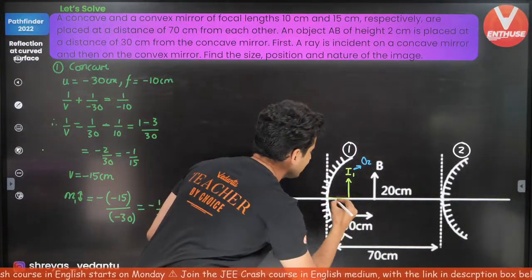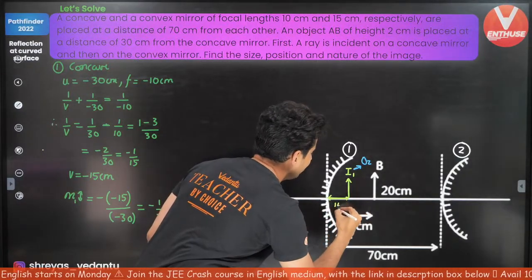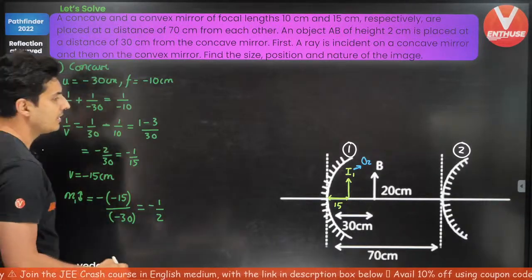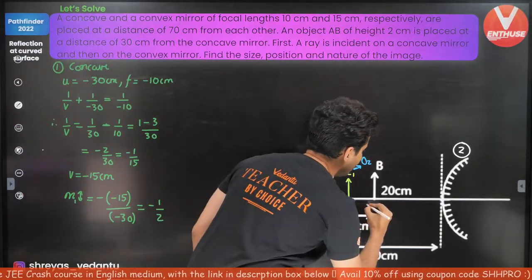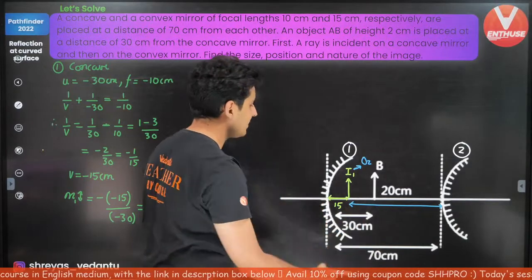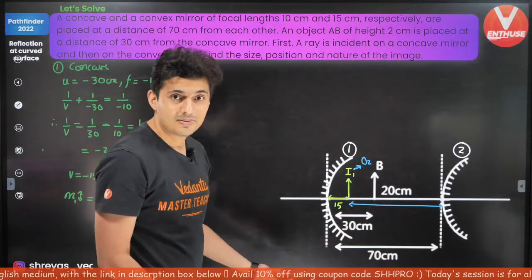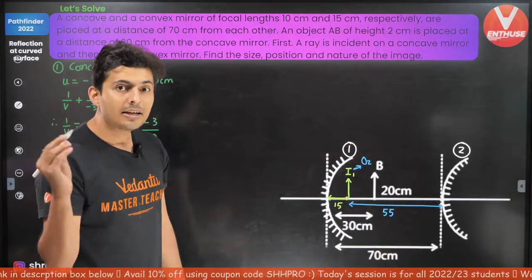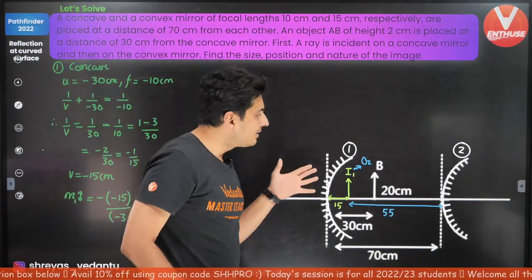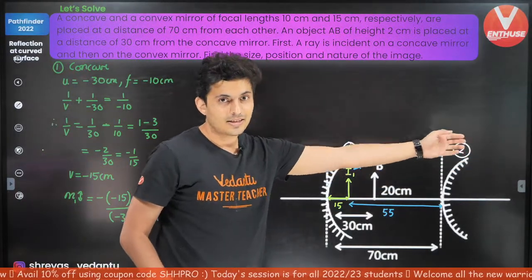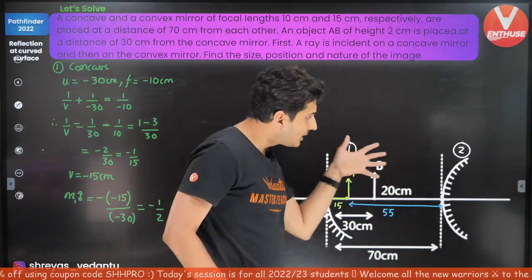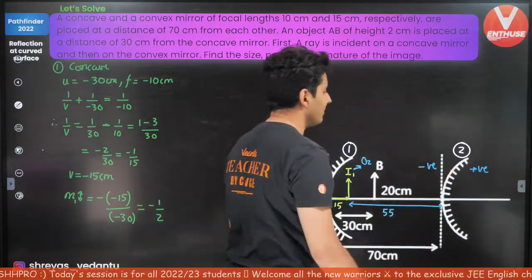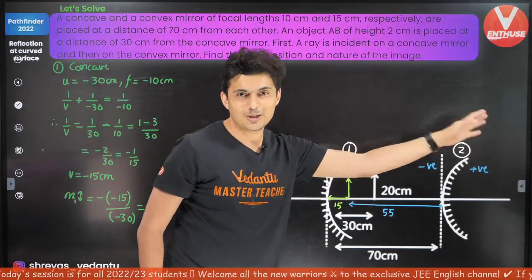Now, if this is 15, think how much is the remaining part, my warriors? Can you see that? This is 70, this is 15. 70 minus 15, that's 55 centimeters. Now, please remember, the rays are going like this, that way. So this is positive side and this is negative side.